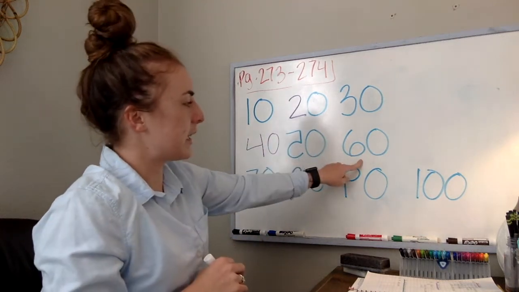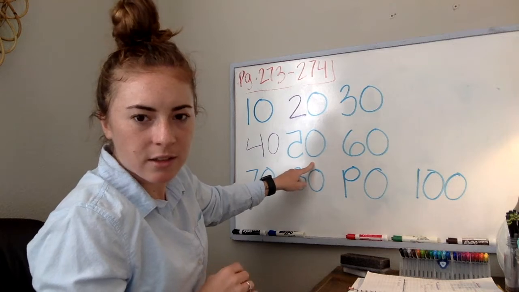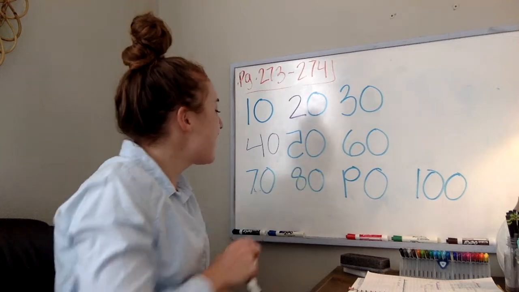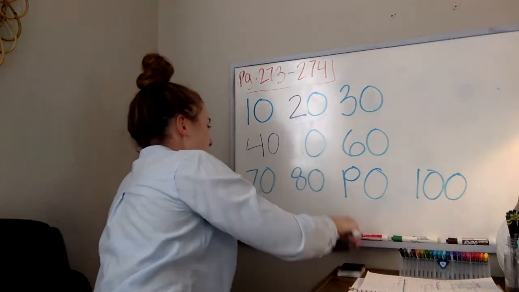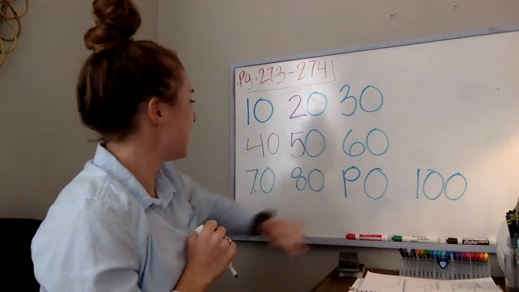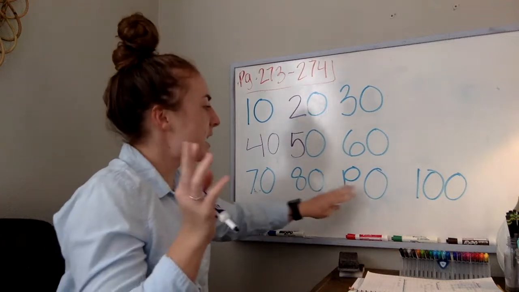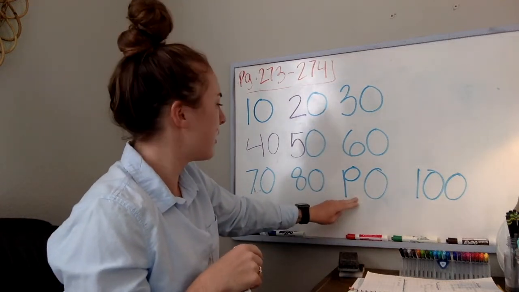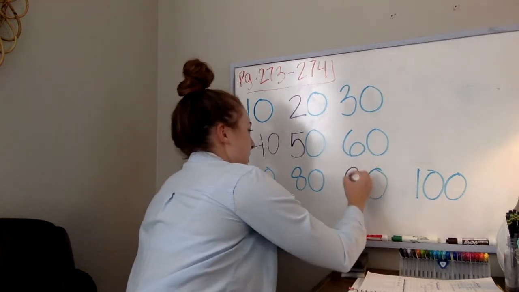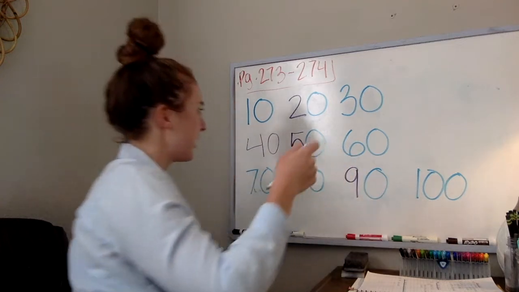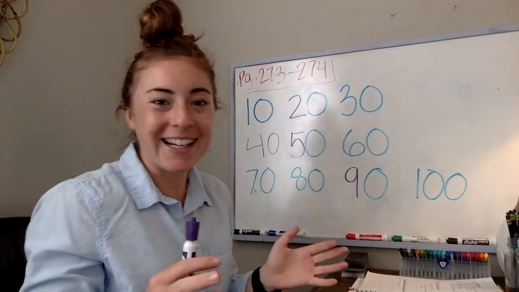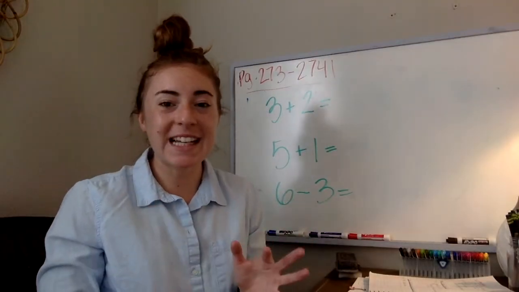50. Something's wrong with my 50? Are you sure? What's wrong with my 50? The 5 is backwards. You're right. I didn't even catch that. 50, 60, 70, 80, P0. What's a P doing there? No, we gotta make that a 9. 90, 100. So how did I do if I was a student? I did okay. I got most of my numbers right. Good job, guys. So I still need your help.